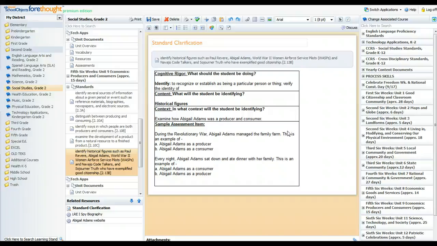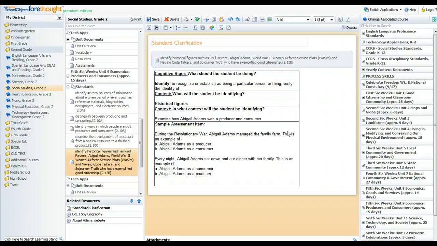So you'd want to explain to them the key thing about Abigail Adams is that she really worked on the farm, she kept it running, she was a woman who, for her time, really went out of her way to try to produce things and take care of things. But at the same time, every night Abigail Adams sat down and ate dinner with her family. This would be an example of a consumer.